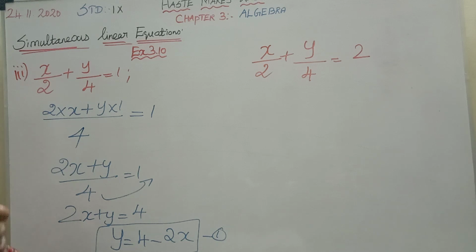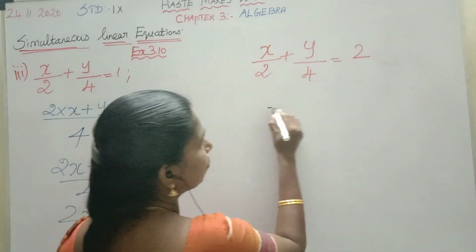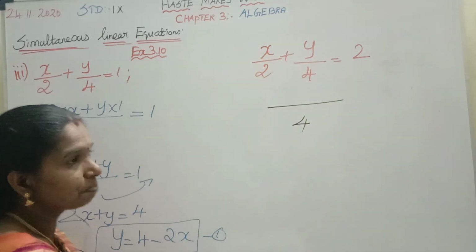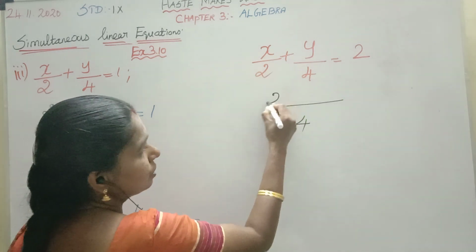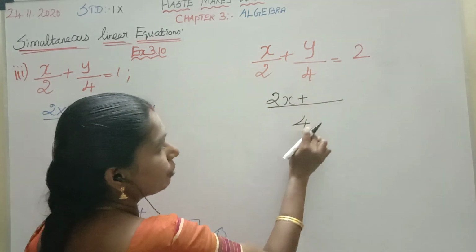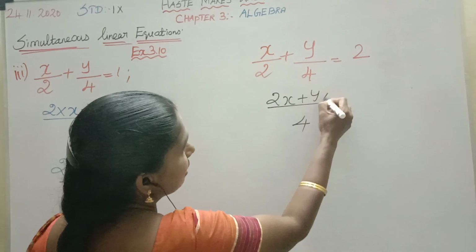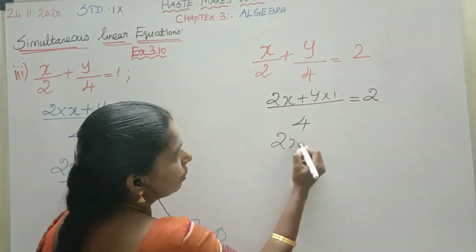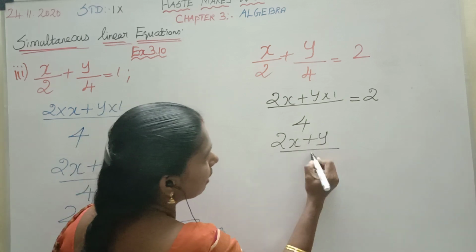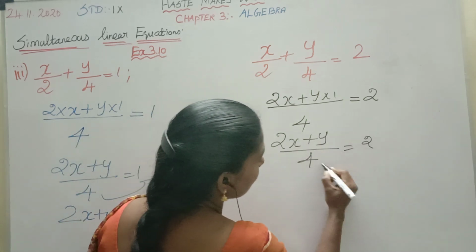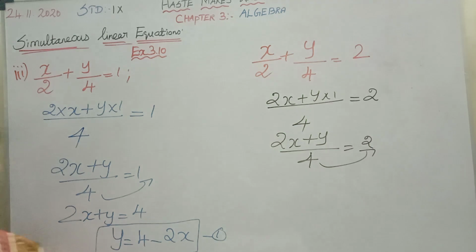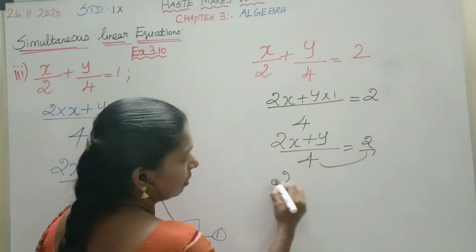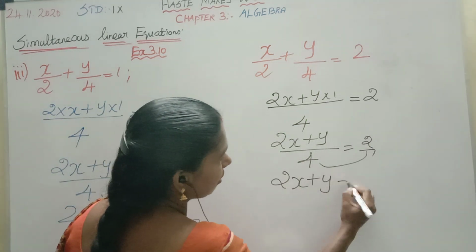What you are getting here? Here also the LCM is what? Now 4. LCM 4 and 4 by 2, 2. So 2x plus 4 by 4, 1. So y into 1 equal to 2. Okay. Now here you are getting 2x plus y by 4 equal to 2. Take the 4 to RHS side. So you are getting 2x plus y equal to 8.